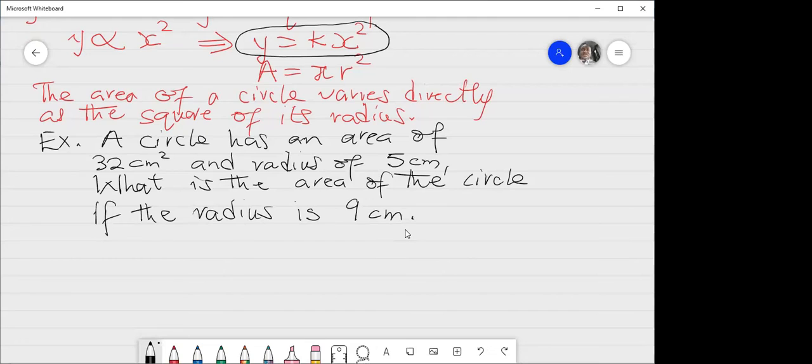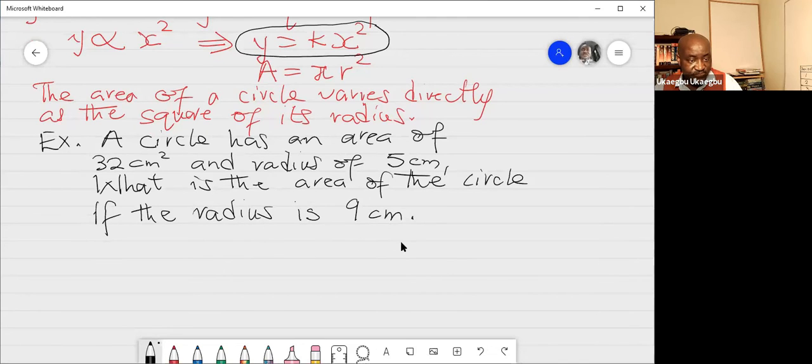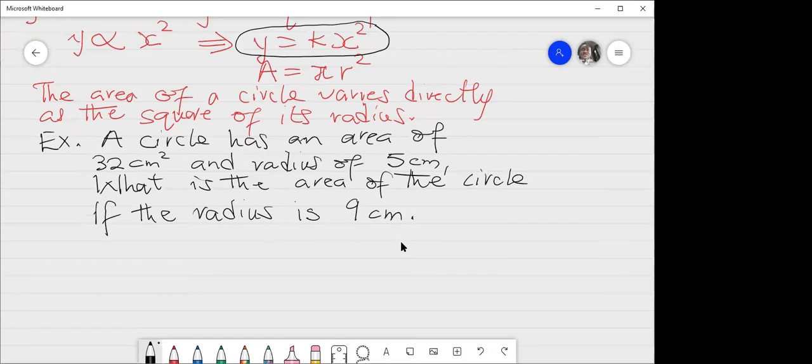Yeah, please go. Can you read from the red or the black? Yeah, the one on the black, please. Okay. A circle has an area of 32 centimeters squared and a radius of 5 centimeters. What is the area of the circle if the radius is 9 centimeters?